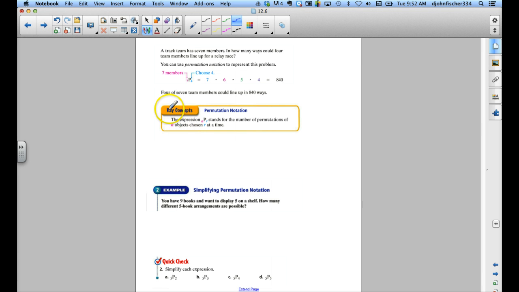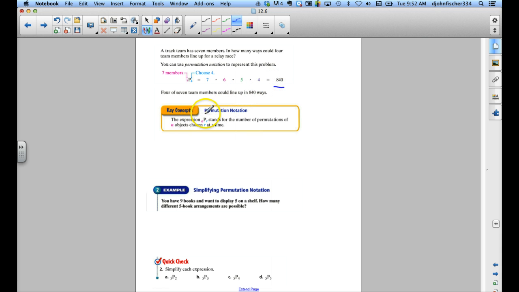A track team has 7 members, and how many ways could 4 team members line up for a relay race? Now this is the right way to do permutations. You can use permutation notation to represent this problem. We get 7 members, P being permutation, 4, and you're going to choose 4. Now if we were going to choose all 7, we can do like we did in the last problem: 7 times 6 times 5 times 4 times 3 times 2 times 1. But if we're only choosing 4, we have to do 7 times 6 times 5 times 4. We use the first 4 numbers starting from 7. 4 of the 7 members is 840.